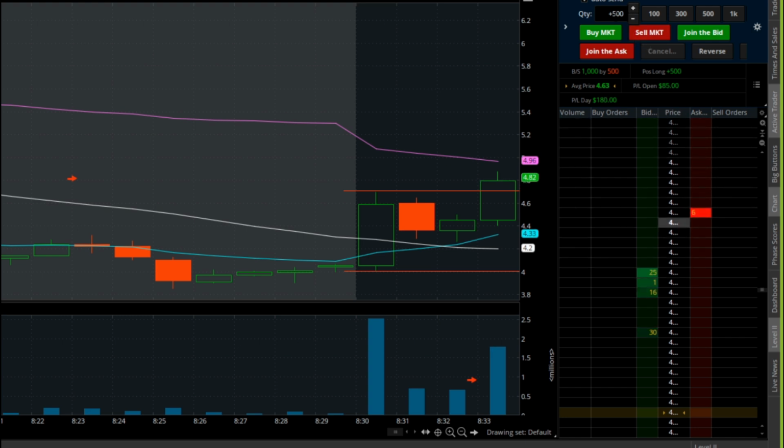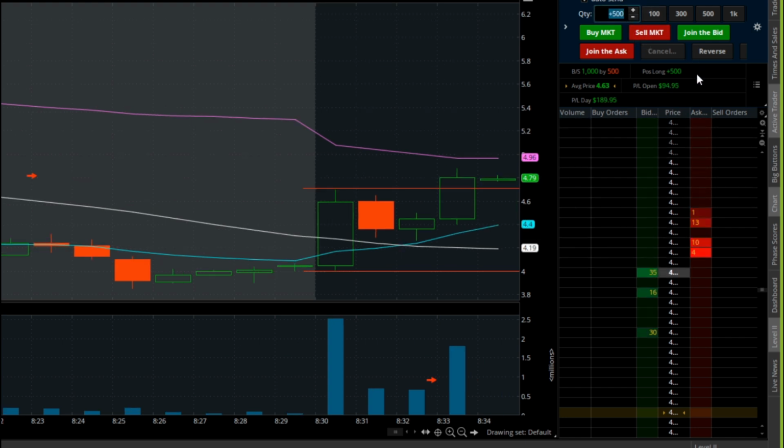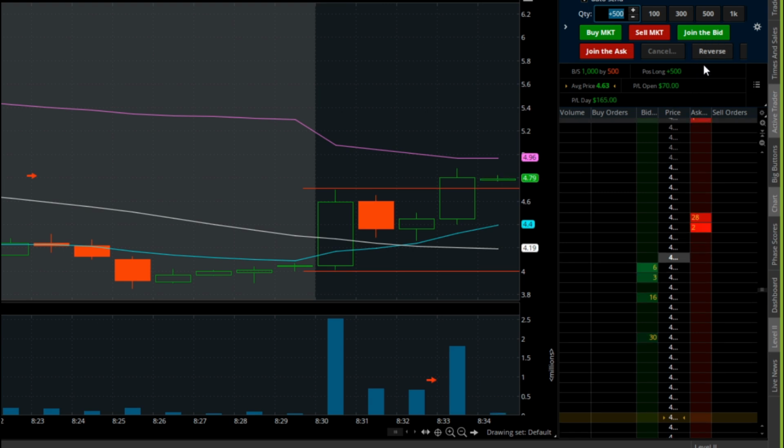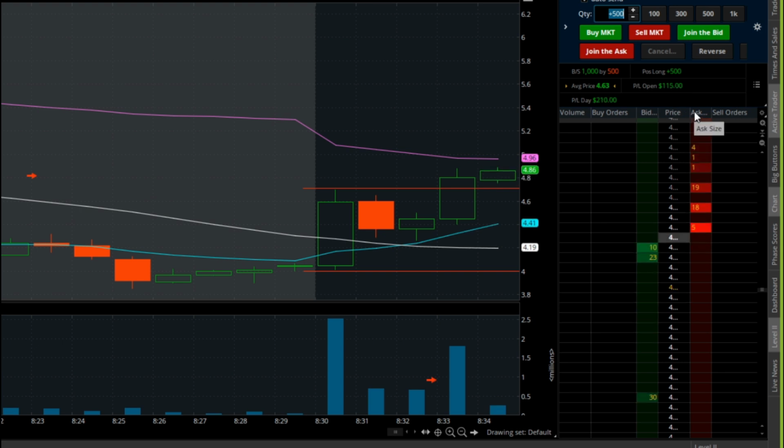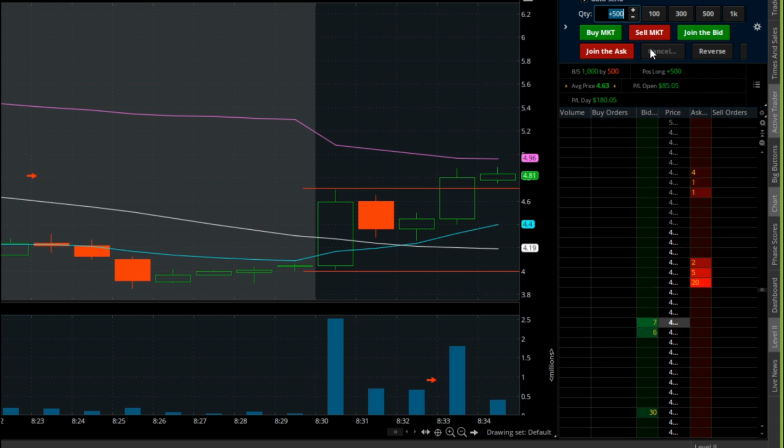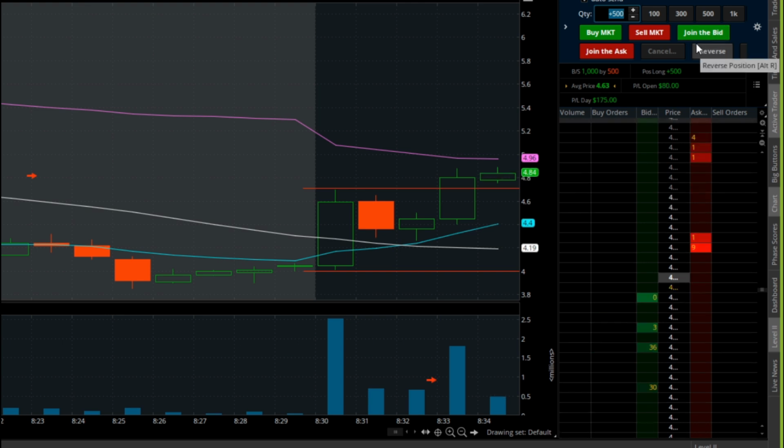And once we get a nice little push up, you can either scale out, or you could just keep it one and done. I think if you're a new trader, what you really want to try to do is just keep it one and done. Scaling is a little bit more sophisticated and a little bit more difficult to get used to, but it will help lock in profits, and that can be a really valuable thing as well.